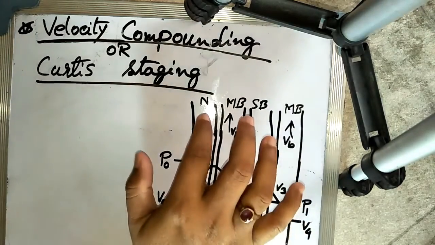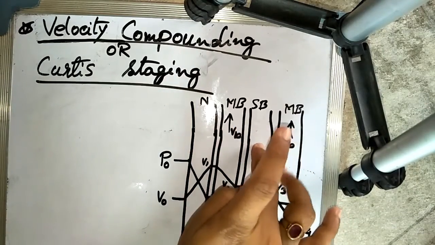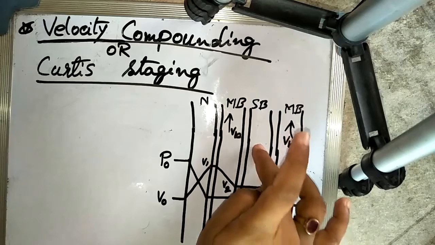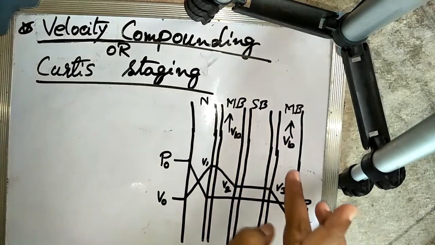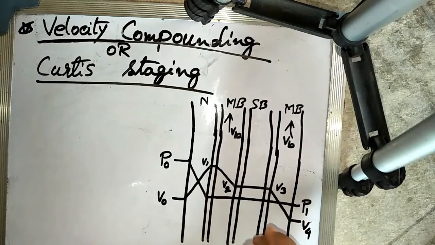This is the nozzle, this one is the moving blade, this one is the stationary blade. These are not nozzles, these are the stationary blades. And again this one is the moving blade. So these are the stages for velocity compounding.